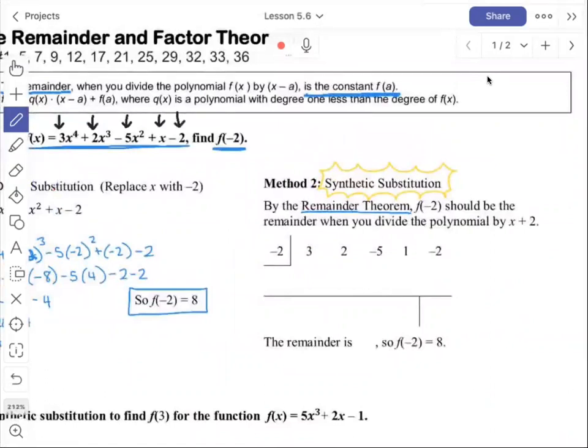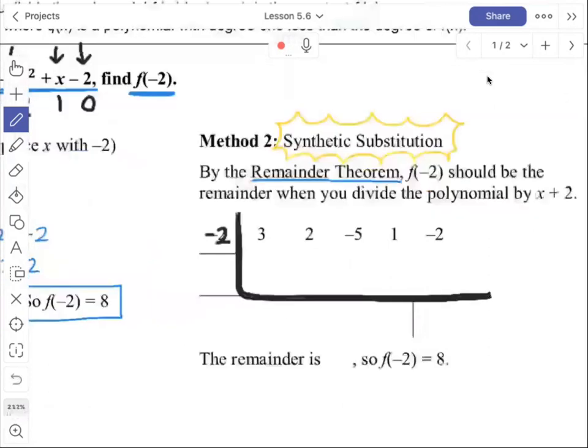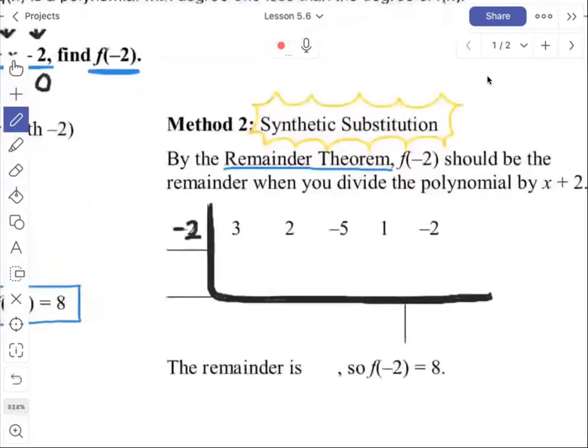Double check if there's any missing terms. I see the degree goes 4, 3, 2, 1, and no. All right, so I'm looking at the exponents when I'm doing that, right? Exponent of 4, exponent of 3, exponent of 2, exponent of 1, no exponent. Okay, I don't have any missing terms, so I can go ahead and use synthetic division here. So big L, and that -2 goes on the outside. All right, so -2 on the outside. And then we're going to do our synthetic division.